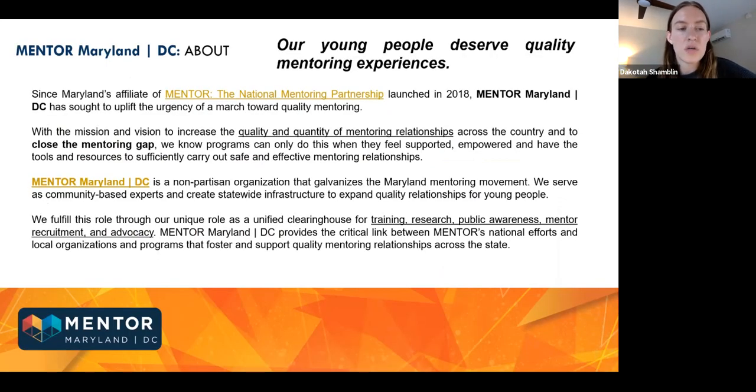So this slide just gives you a little bit of an overview for those who don't know us. We are an affiliate to the larger mentoring national partnership called Mentor National. And basically our shared mission is to increase the quality and quantity of mentoring relationships across Maryland. And we do that by offering quality, quantity, and upholding or elevating the field.